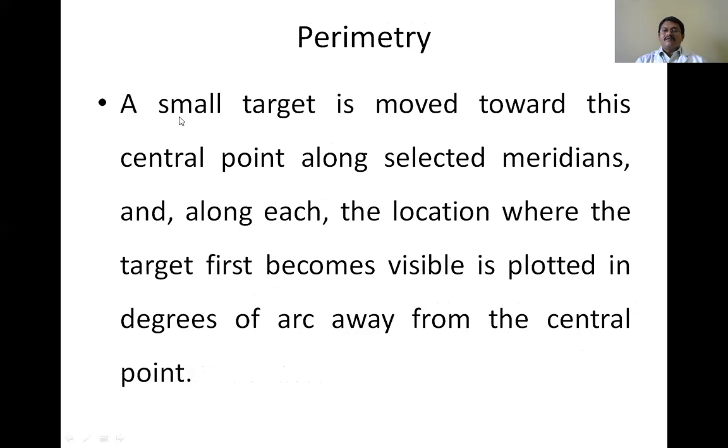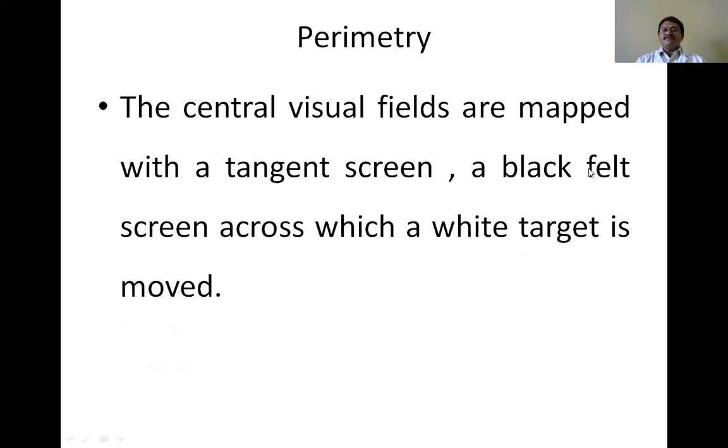In the perimeter or the tangent screen, a small target is moved towards the central point along a selected meridian. The location where the target becomes visible is plotted, either in degrees of arc away from the central point in the arc perimeter, or on the tangent screen. The central visual field is mapped with the tangent screen.